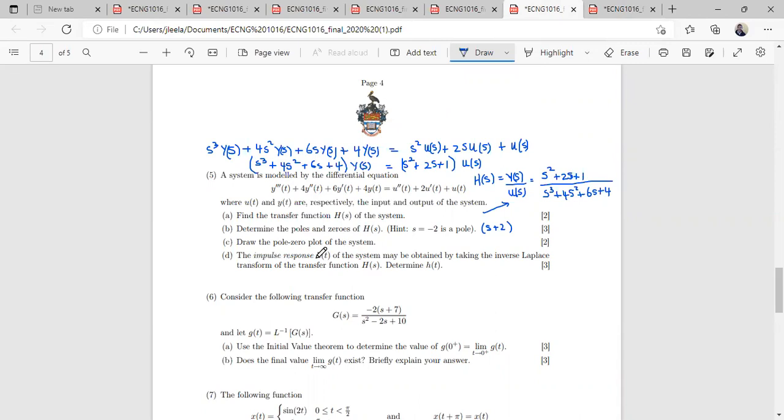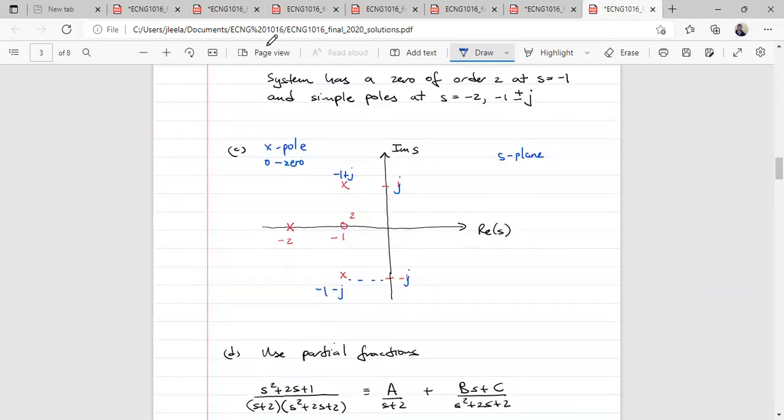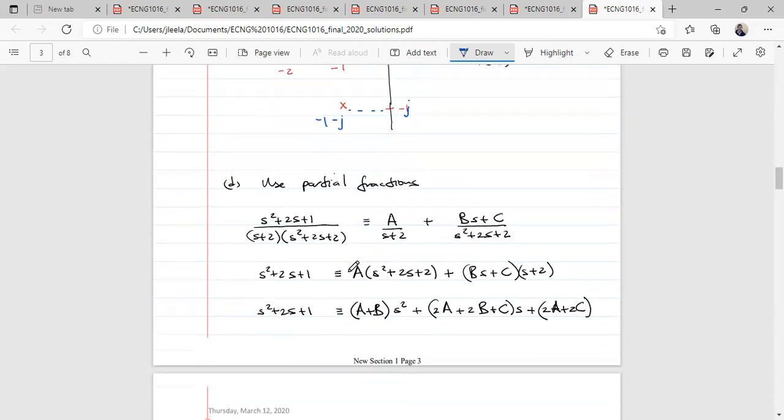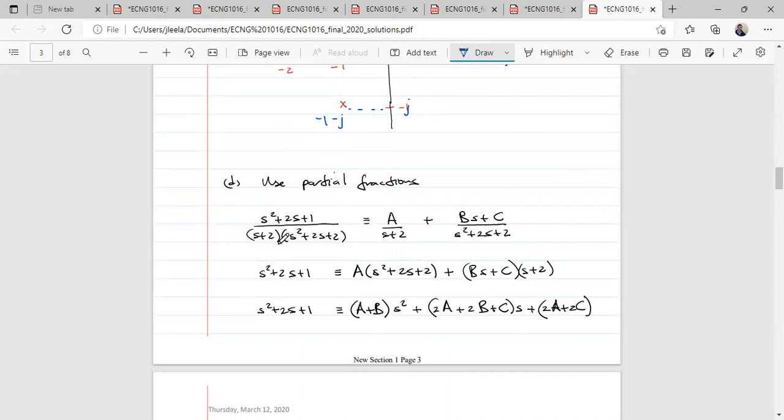The impulse response h(t) of the system may be obtained by taking the inverse Laplace transform of the transfer function. So you want to take the inverse Laplace transform and determine h(t). Let's go back here now. We have (s squared plus 2s plus 1) over (s plus 2)(s squared plus 2s plus 2). You could break this up into partial fractions. This is a simple factor, A over s plus 2, and then you're adding B over an irreducible quadratic factor, so you have (Bs plus C) over (s squared plus 2s plus 2).